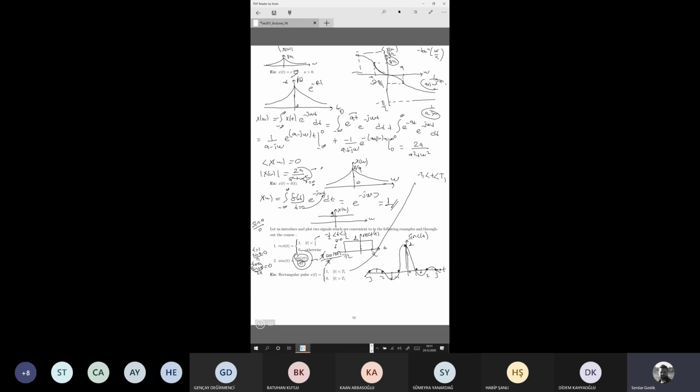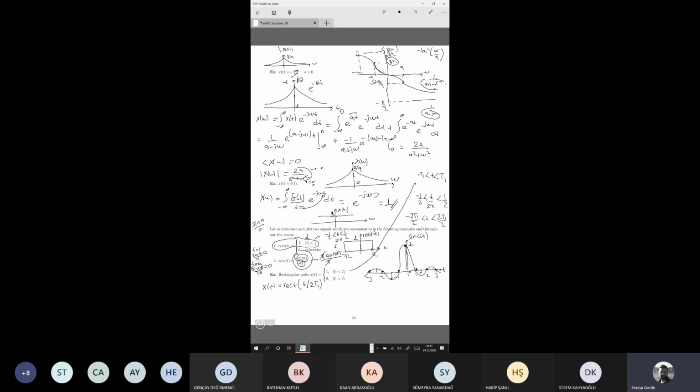If this is the case, the rectangular pulse is 1. If you check with this rect(t) signal, it is clear that x(t) is nothing but rect(t over 2t1). If you put here t over 2t1, so minus 1 over 2 smaller than t over 2t1 smaller than 1 over 2, what does it tell you? Minus 2t1 over 2 smaller than t smaller than 2t1 over 2.